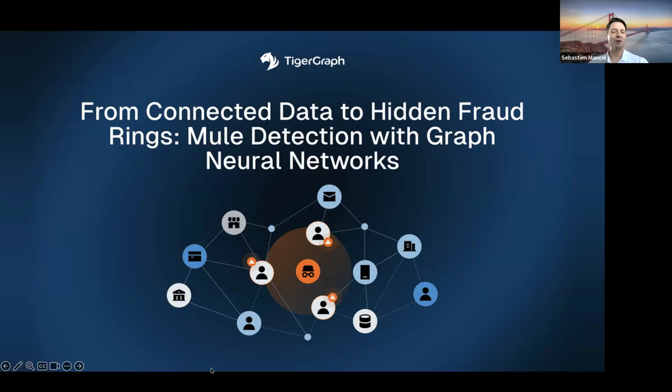TigerGraph allows us to model these relationships directly, and graph neural networks help us learn from both the attributes of each entity and the structure of the network around it. So in this session, we'll show you how connected data can reveal suspicious communities, how GNNs can score accounts based on network behavior, and how this approach can help investigators focus on the highest risk mule account activity faster and with more confidence.